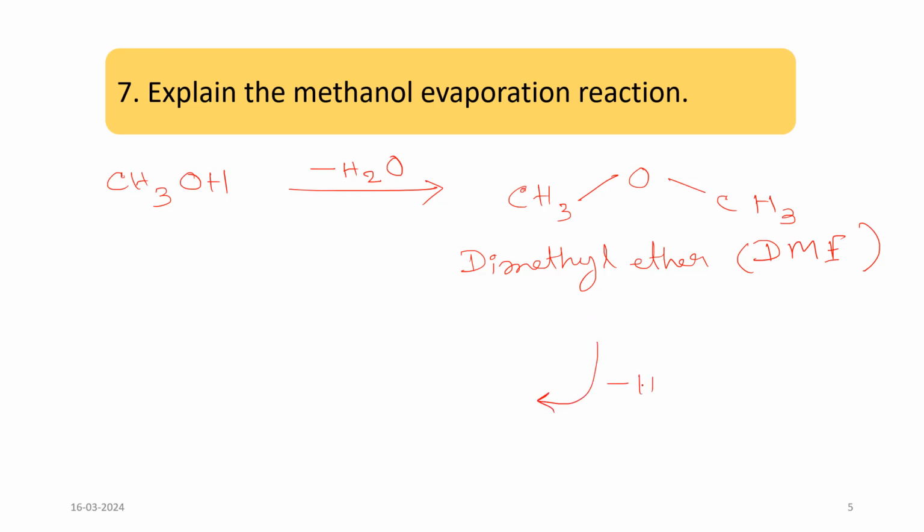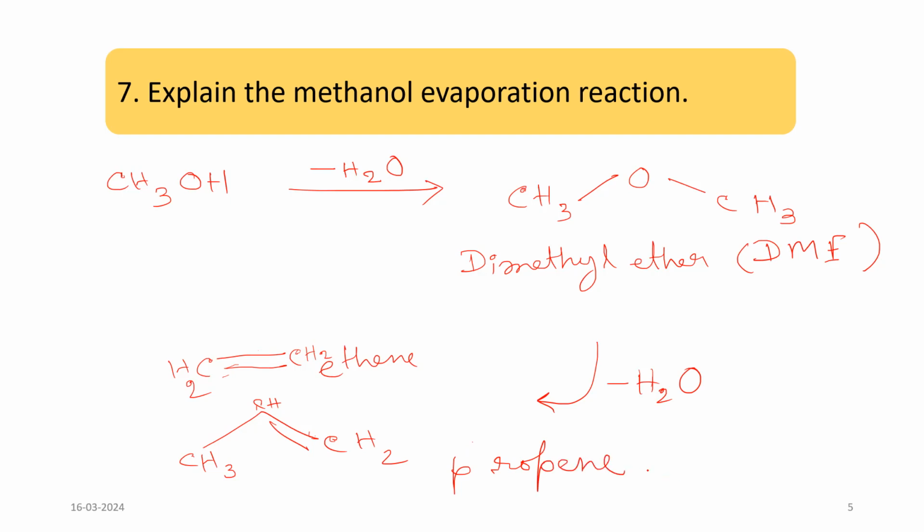Again, if we take out water, it will produce ethene, then propene. So this is ethene, CH2=CH2, and this is propene, CH3-CH=CH2. These are the primary or basic chemicals, alkenes. So in the methanol dehydration reaction, it first produces DME, dimethyl ether, and again water is removed from DME. It produces basic alkenes, that is ethene and propene. So you have to remember the difference between the dehydrogenation and the dehydration reaction.